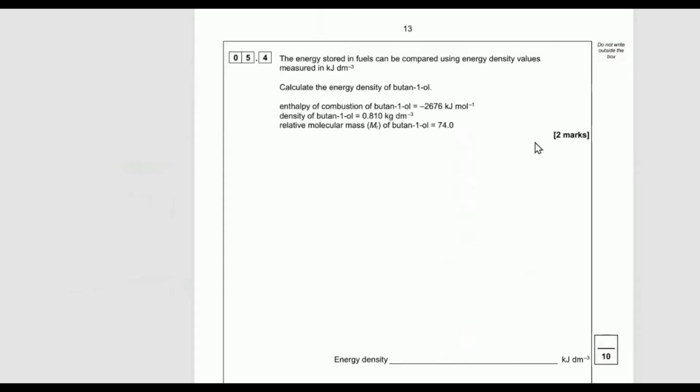5.4, this is the final part to the question. The energy stored in this fuel can be compared using energy density values, and they're measured in kilojoule per dm to the minus 3. Okay, so the amount of energy per decimeter. Calculate the energy density of butan-1-ol. So we need to calculate how many kilojoules are in 1 decimeter of butan-1-ol.